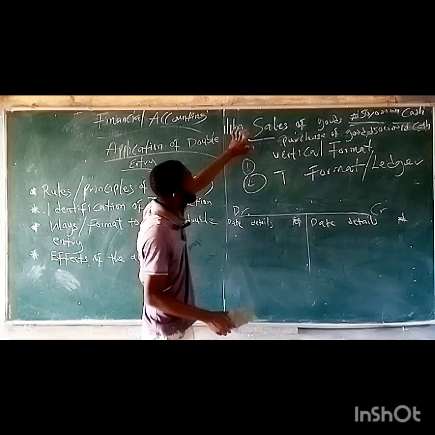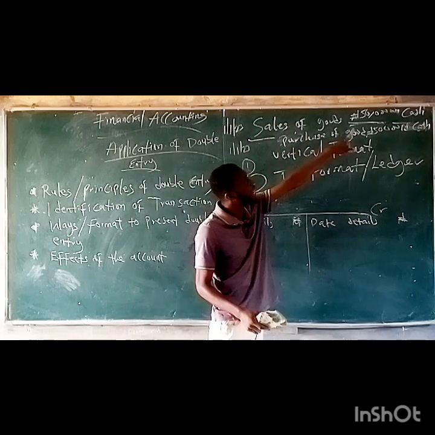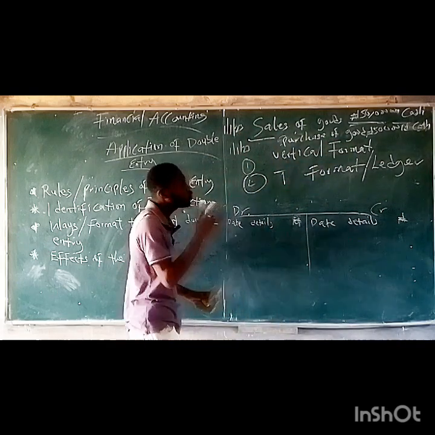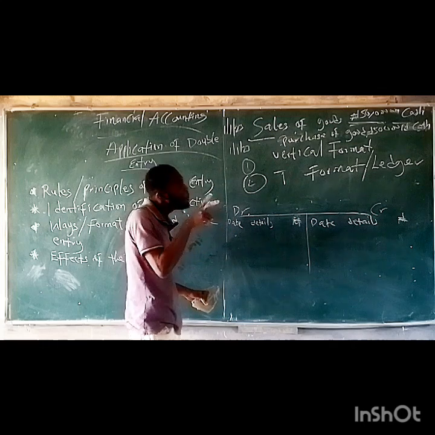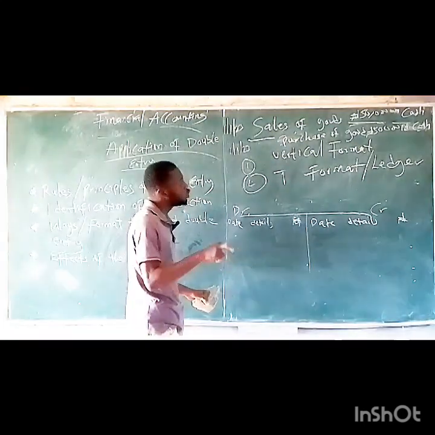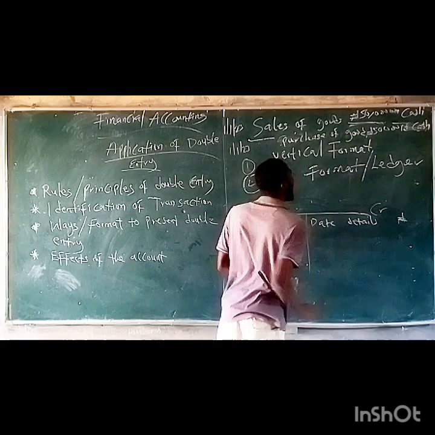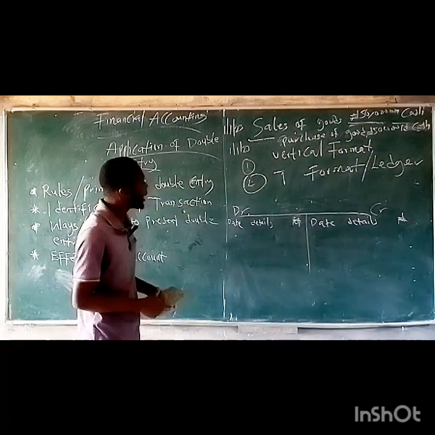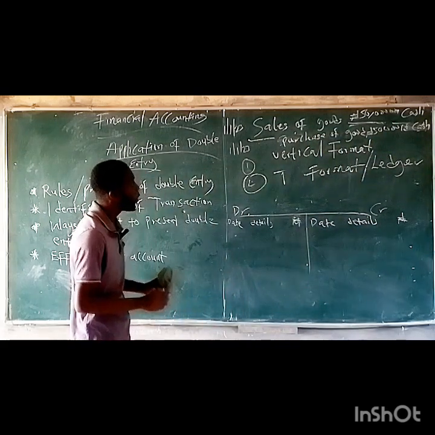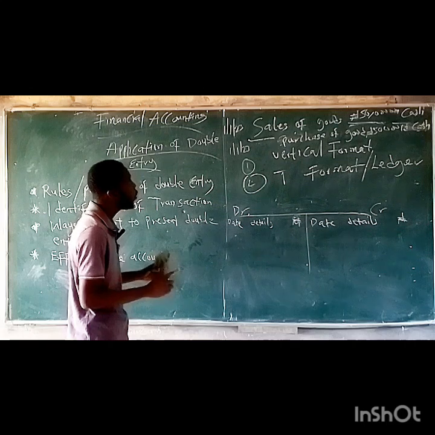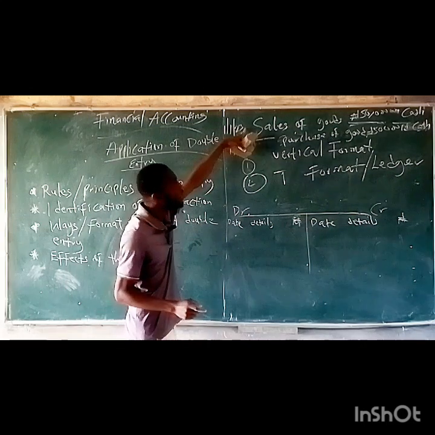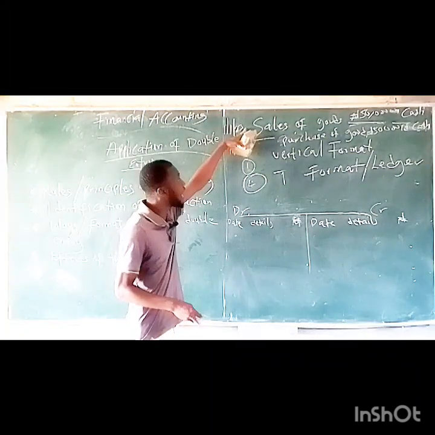Now if you look at this, sales of goods 50,000 naira in cash. So that means we need to identify the two main accounts we need to prepare. We know that it is sales and cash. That's the two main accounts we need to prepare. And we also know that this is a cash transaction.